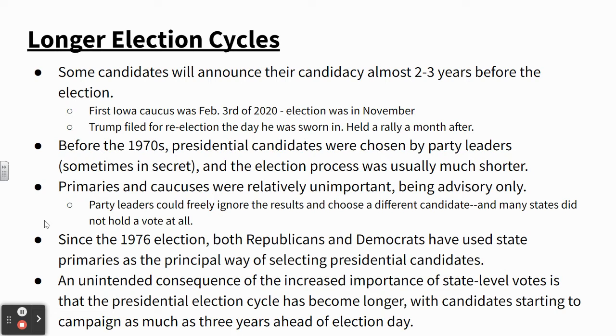Now, that's just in that process. Think of that: for a president, almost 25% of their term is tied up in just that part of the campaign. But if you go to the idea of how this has changed, Trump filed for reelection the day he was sworn in. He held a political rally, like a reelection rally, a month after. So the idea of campaigning from the day of being elected until the day of the next election.